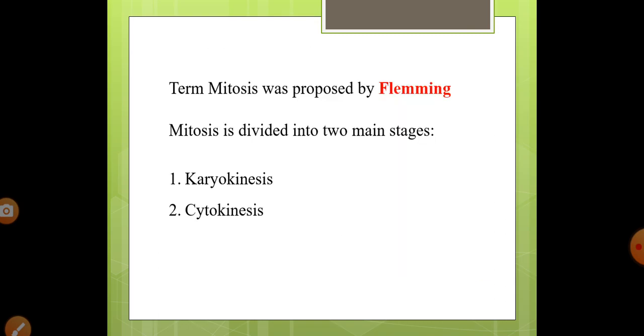The term mitosis was proposed by Fleming. Mitosis is divided into two main stages: karyokinesis and cytokinesis. Karyokinesis is the division of the nucleus, and cytokinesis is the division of the cytoplasm present in the cell. Mitosis produces genetically identical cells which are similar to the mother cell.